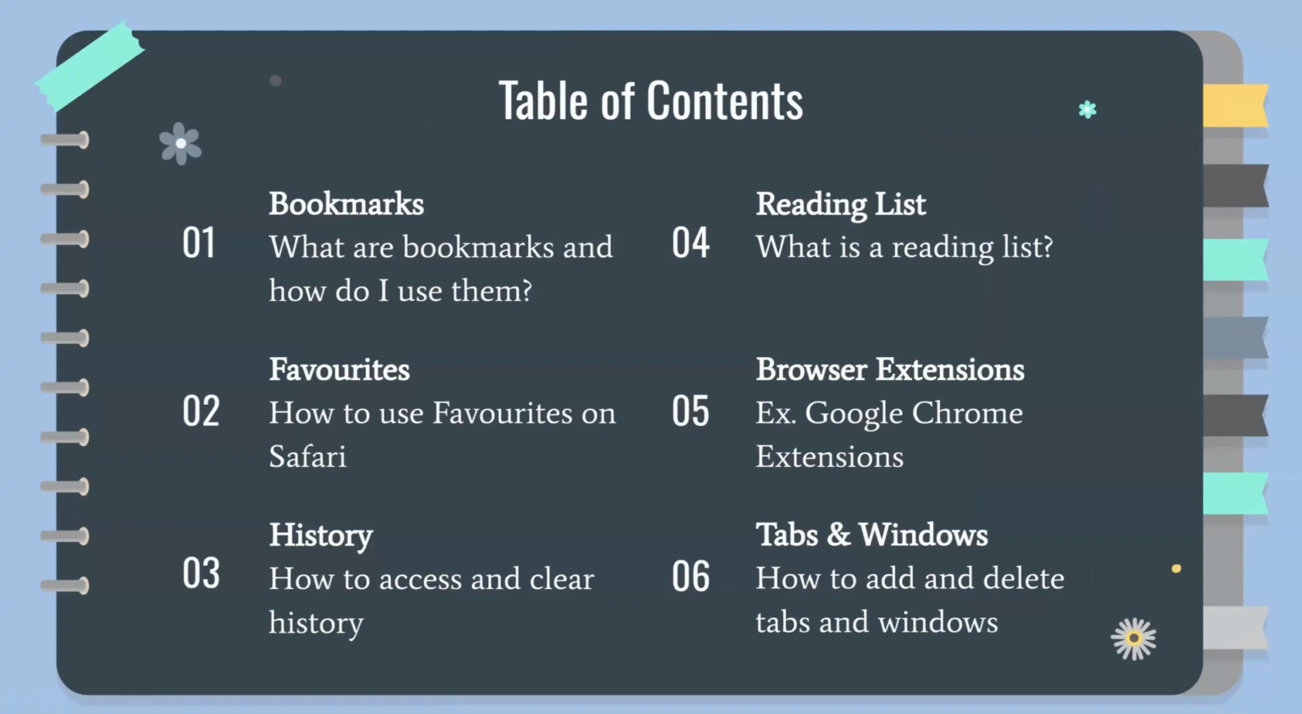First, we're going to be going over bookmarks and what they are, how to use them. Then we're going to talk about favorites, how to save to your favorites on Safari. We're going to be talking about history, how to access it and clear history. Then we will talk about the reading list and what a reading list is. After, we will talk about browser extensions and, for example, Google Chrome extensions. And lastly, we're going to talk about tabs, windows, and how to add and delete tabs and windows.